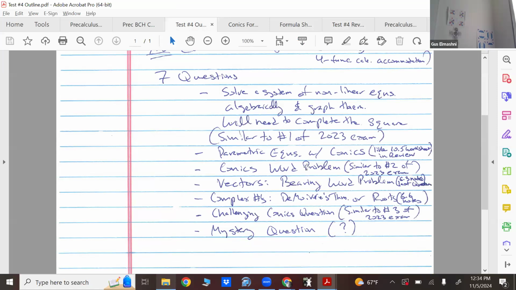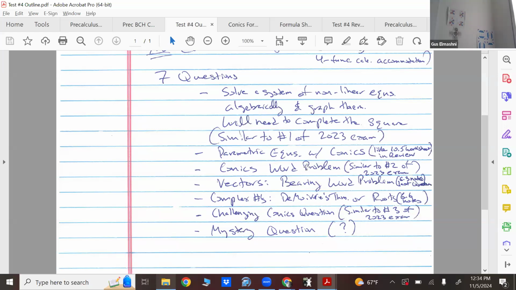Challenging conics question. When I say challenging, it's not going to be terribly obvious what to do, but I'll give you a lot of evidence, and you have to take that evidence and piece it all together. So it's number 3 of the 2023 exam. So it shouldn't be too many surprises. But remember, that was a half-hour test that I gave last year. So I've got to ask more questions.